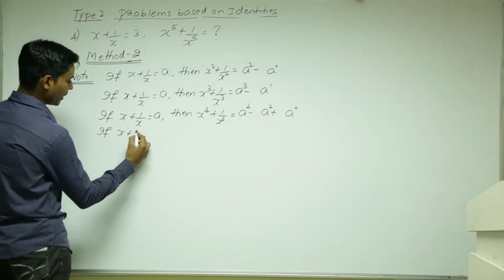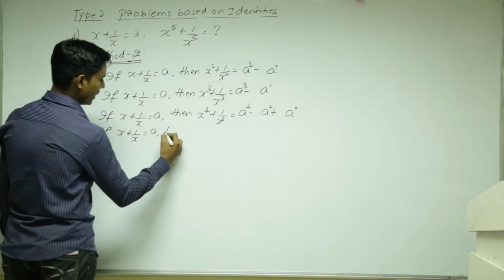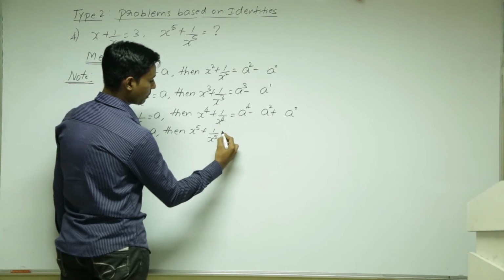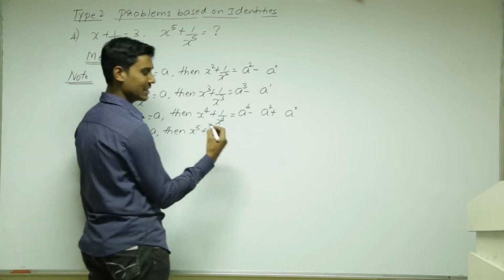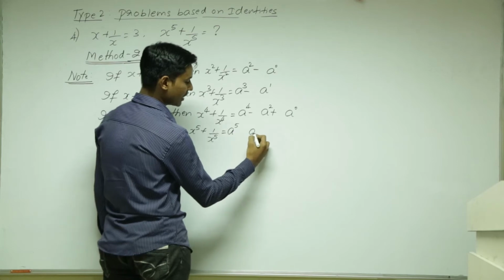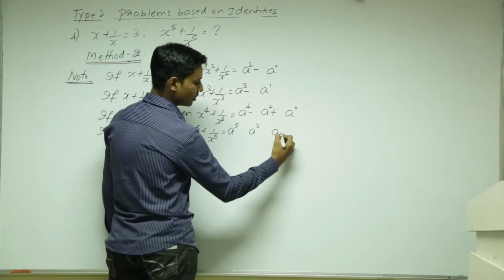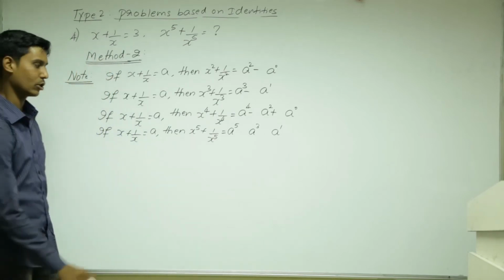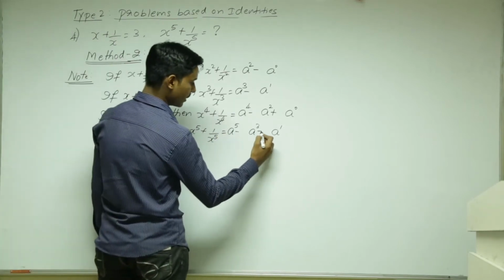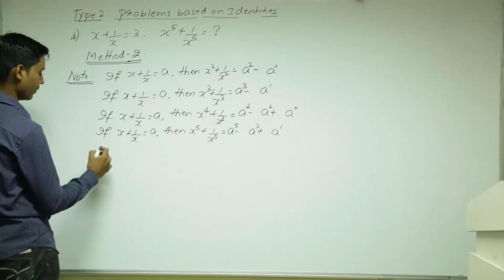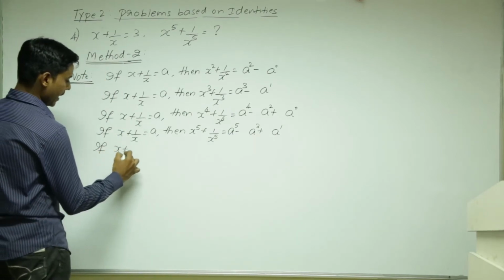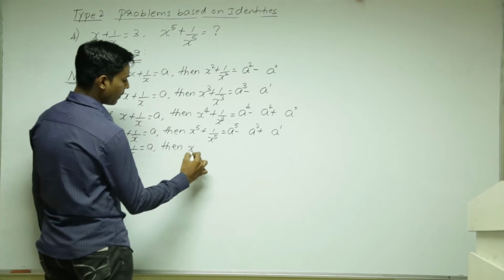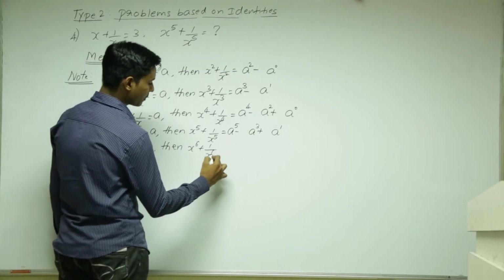Similarly, if x plus 1 by x is equal to a, then x power 5 plus 1 by x power 5 is, if it is x power 5, it starts from a power 5, next reduce the power by 2, next reduce the power by 2. If I again reduce the power by 2, it becomes a negative power. Ignore that. Alternately plus, minus, plus. Right? Next, if x plus 1 by x is equal to a, then x power 6 plus 1 by x power 6.